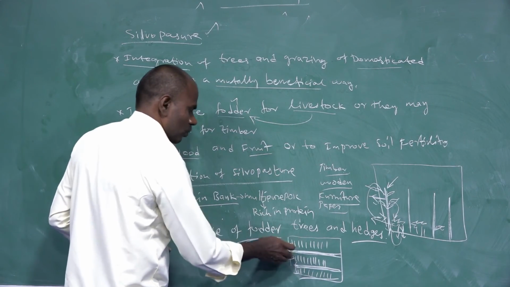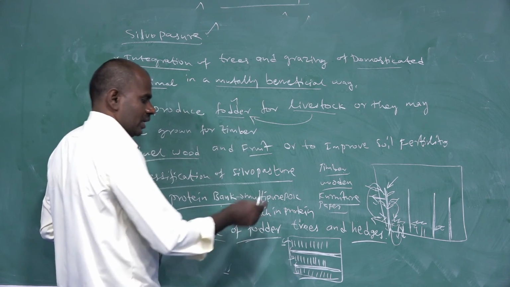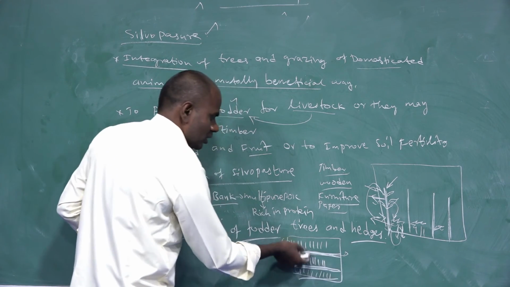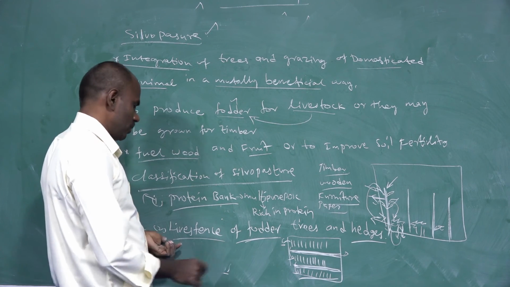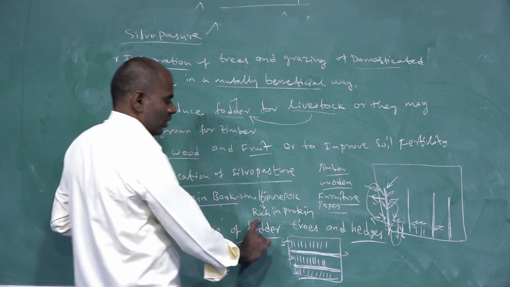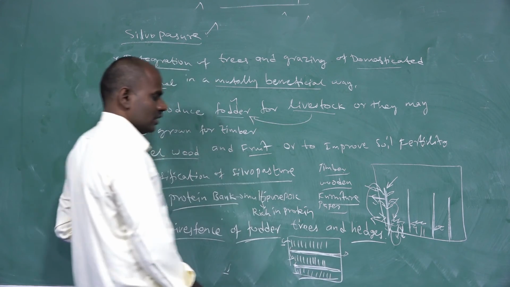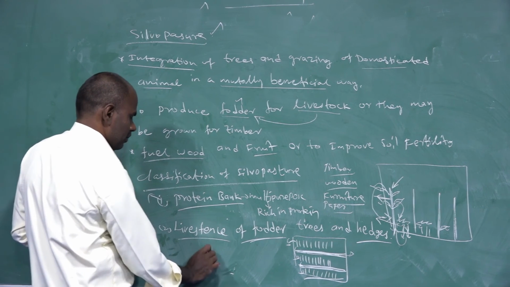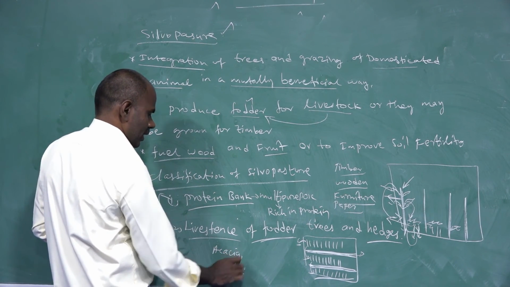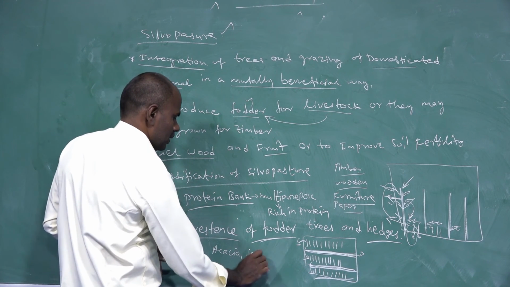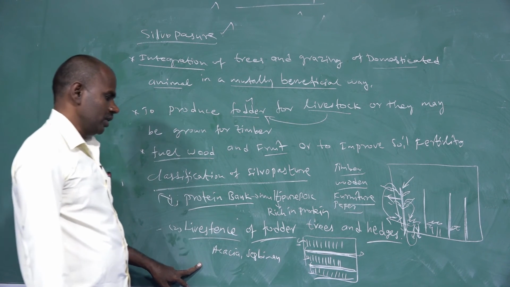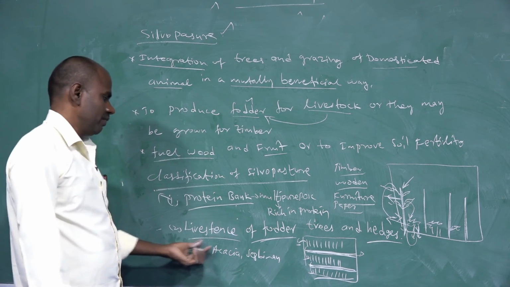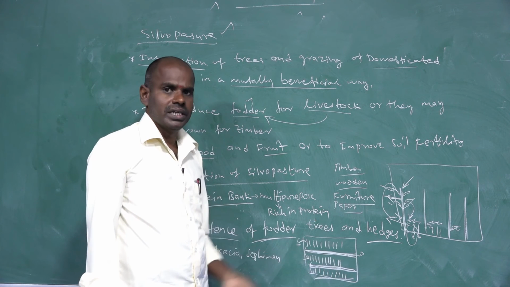These trees are used as fodder, but these hedges are used so that some types of animals do not move from one region to another region. These are used for live fences, fodder trees, and hedges. For example, acacia, sesbania, and some types of cassia and eucalyptus. These plants are cultivated as live fence and fodder trees or hedges.